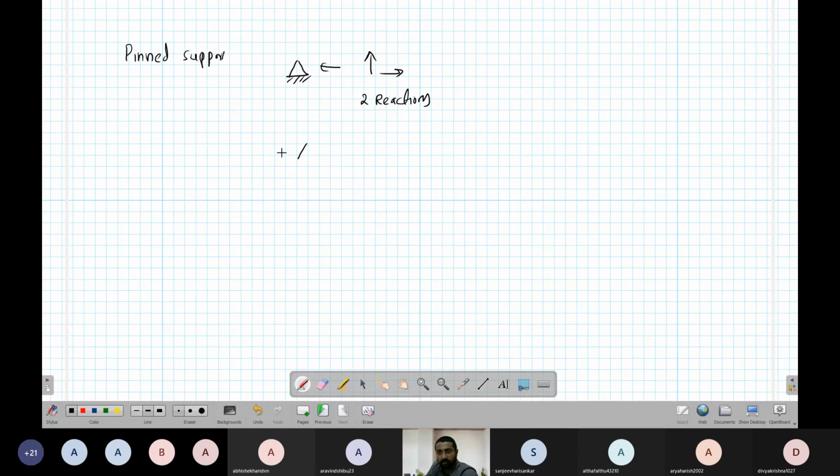Okay, roller support. It can give only one reaction. Only one reaction. Okay, so where does the reaction come from?